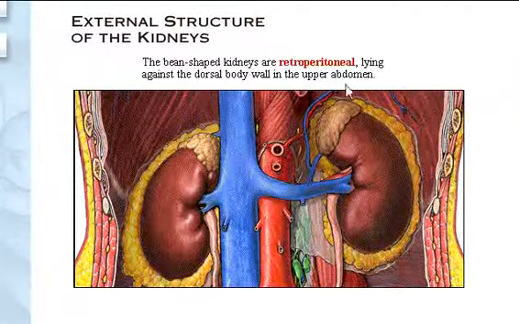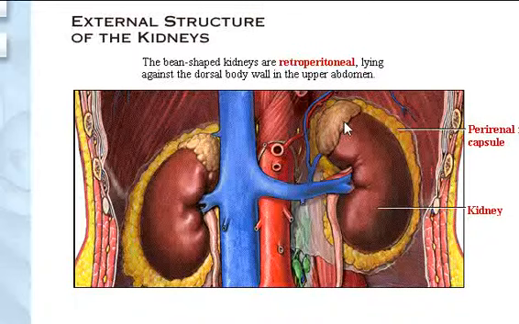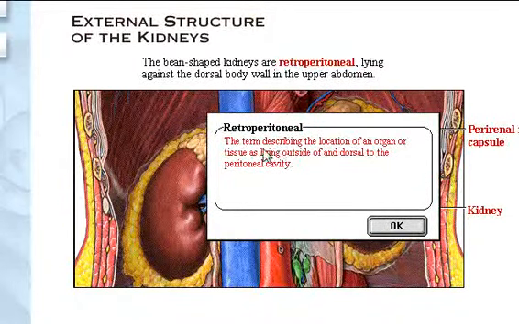So here's the kidneys. Each bean-shaped kidney is embedded in the perirenal fat capsule. The kidneys are retroperitoneal, lying against the dorsal body wall in the upper abdomen. Retroperitoneal is the term describing the location of an organ or tissue as lying outside of, dorsal to, the peritoneal cavity. It's a big word, but it's pretty sensible when you break it down.